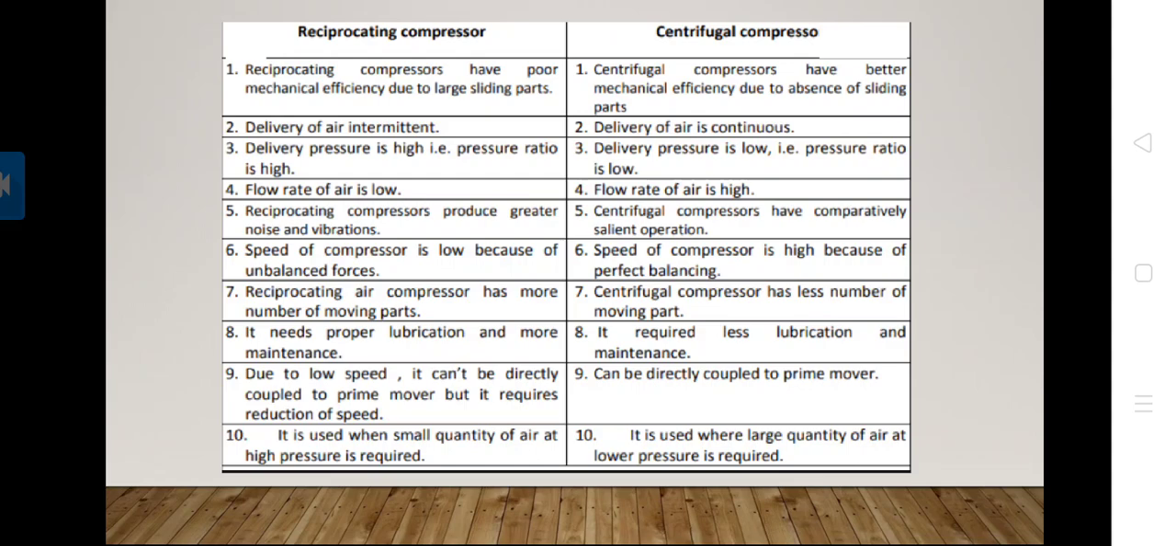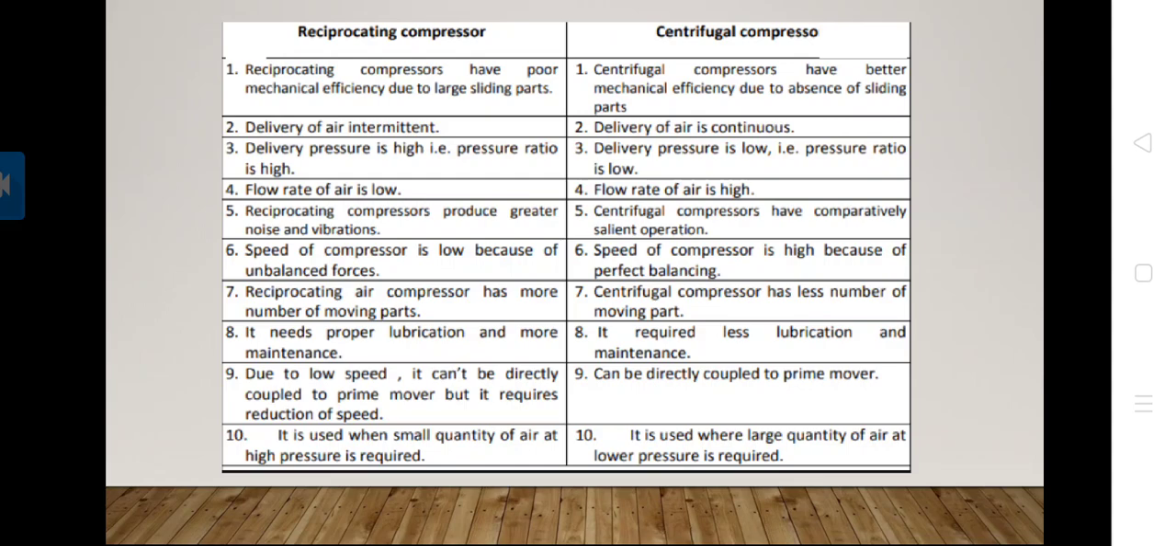The delivery of air is intermittent in a reciprocating compressor, and delivery of air is continuous in a centrifugal compressor. Also there are some parameters like adaptability, that is, low speed for the reciprocating compressor, and high speed for the centrifugal compressor. Reciprocating compressors are suitable for medium and high pressure and low to medium gas volume, and also used where a small mass flow rate is required at high pressure. Centrifugal compressors are only suitable for low and medium pressure and large gas volumes, and also used for large mass flow rate at lower pressure.